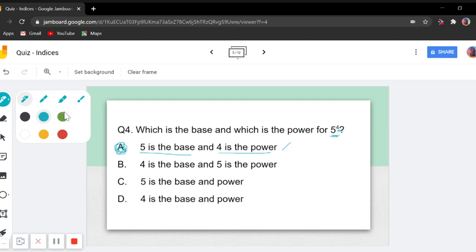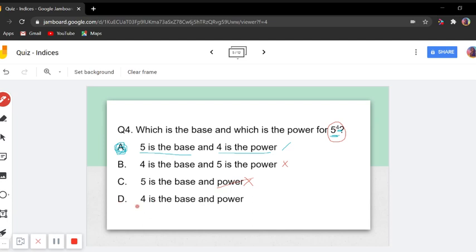How about options B, C, and D? Let's check it together. 4 is the base and 5 is the power. It was mentioned here that 4 is the base. 4 is not the base. If you take a look at this index form here, 4 is the index, not the base, and 5 is the base, not the power. Okay, so this is wrong. C: 5 is the base and power. Yes, 5 is the base, but 5 is not the power. This is wrong.